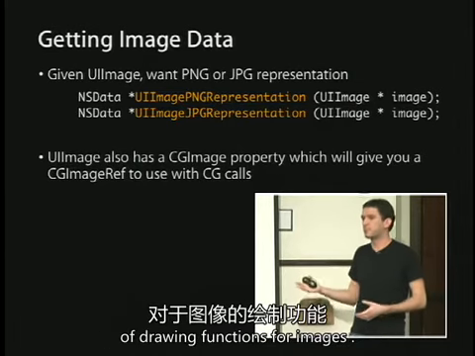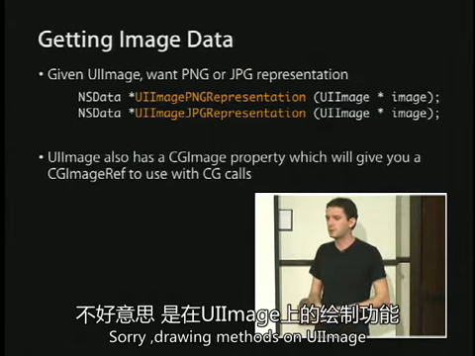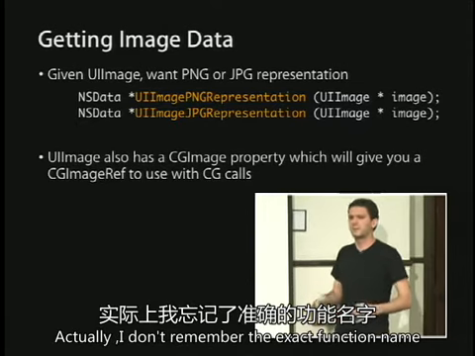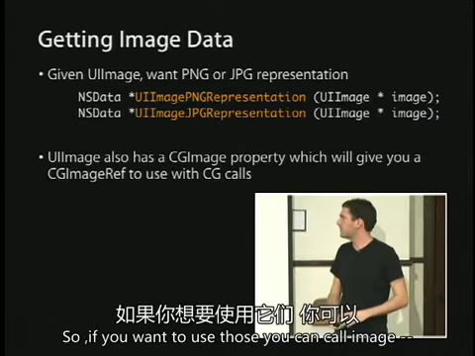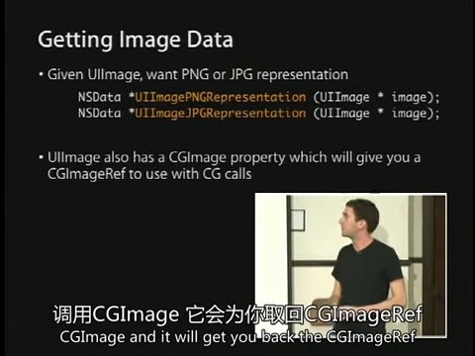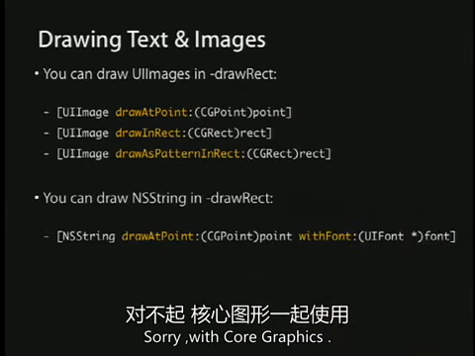UIKit actually provides a bunch of drawing methods on UIImage. But there's also some defined on CG context. CG context draw image. Actually, I don't remember the exact function name, but something like that. So if you want to use those, you can call image CG image, and it'll get you back the CG image ref that you can use with core graphics.